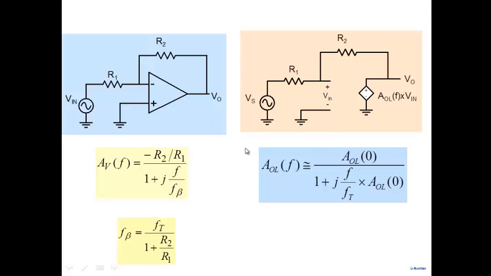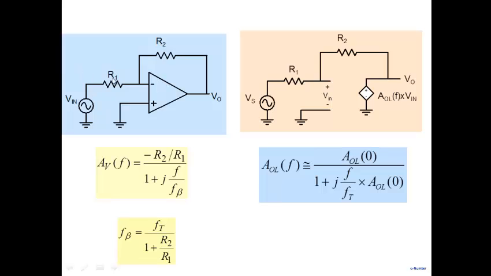Okay, and you can show from this analysis that the 3 dB frequency of the whole amplifier is related to the unity gain frequency of the op-amp through this relationship. So what we do is we build this amplifier in the lab and measure its 3 dB frequency, which is very simple.